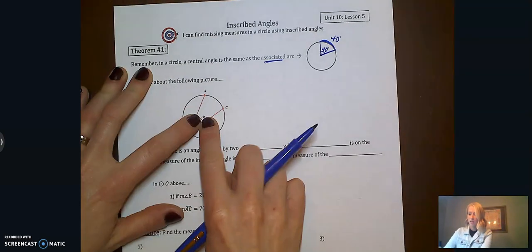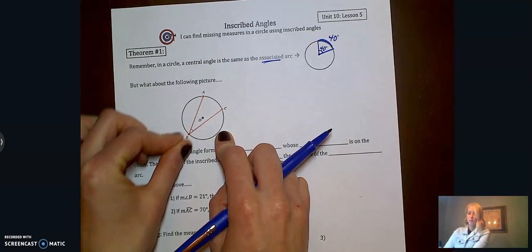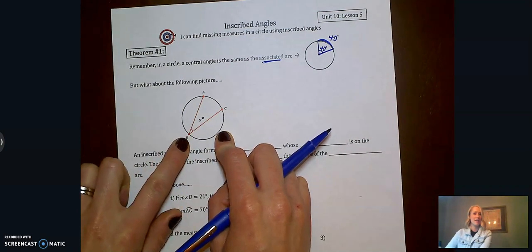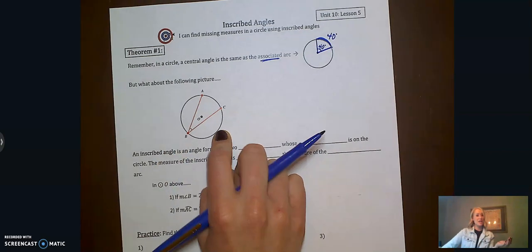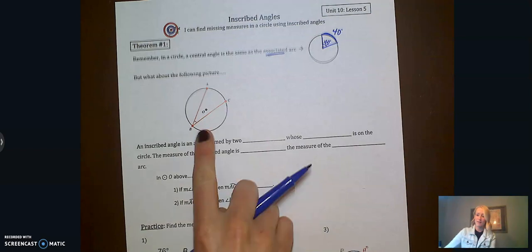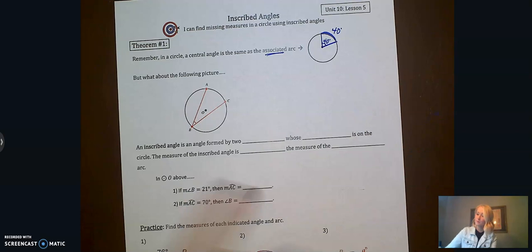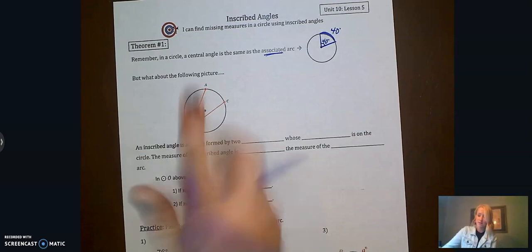So no longer is the vertex in the center. They took the vertex of the angle and they pulled it all the way back to the other side of the circle. That changes things. The arc and the angle are no longer the same in this situation like they were here. So let's explore. This is called an inscribed angle.